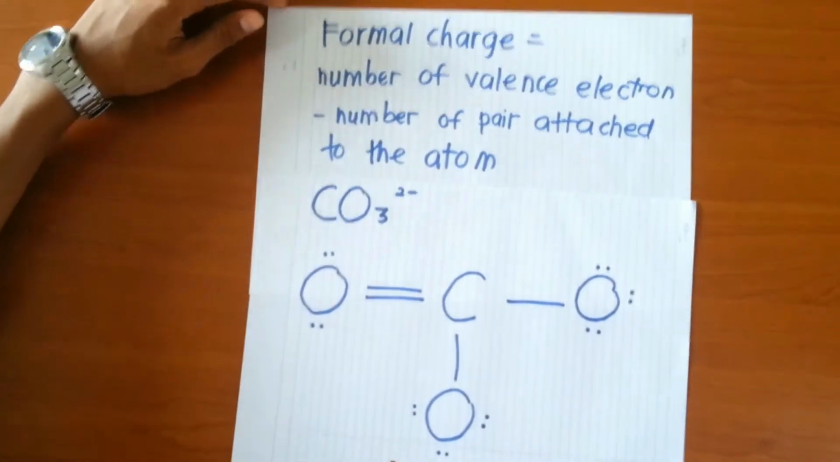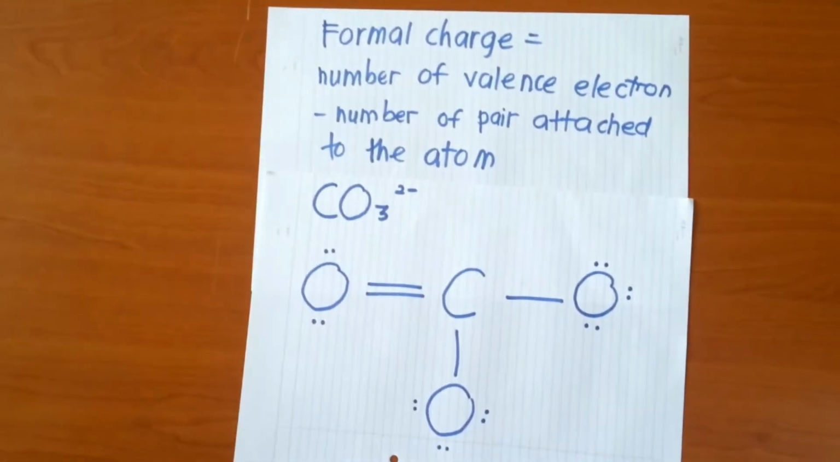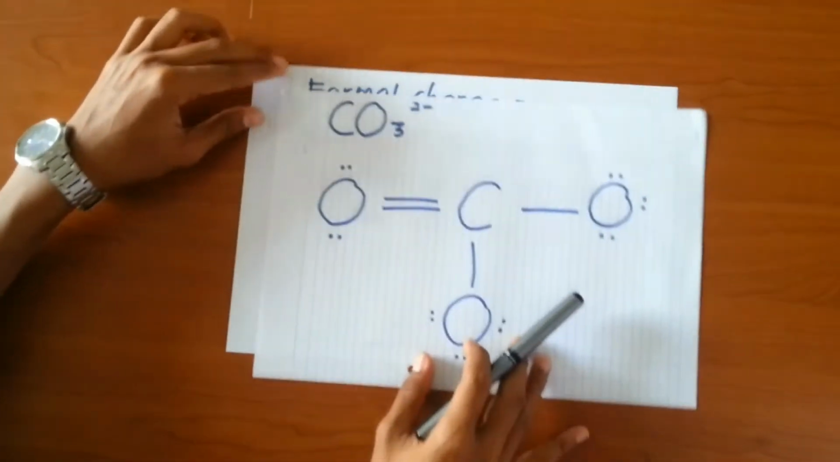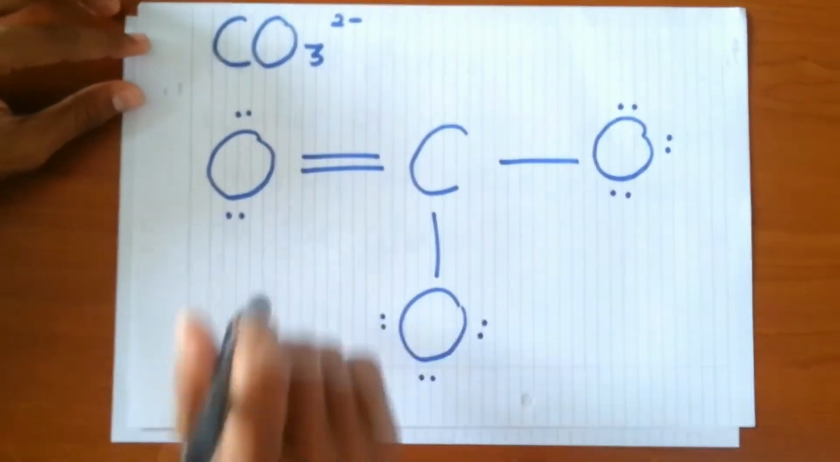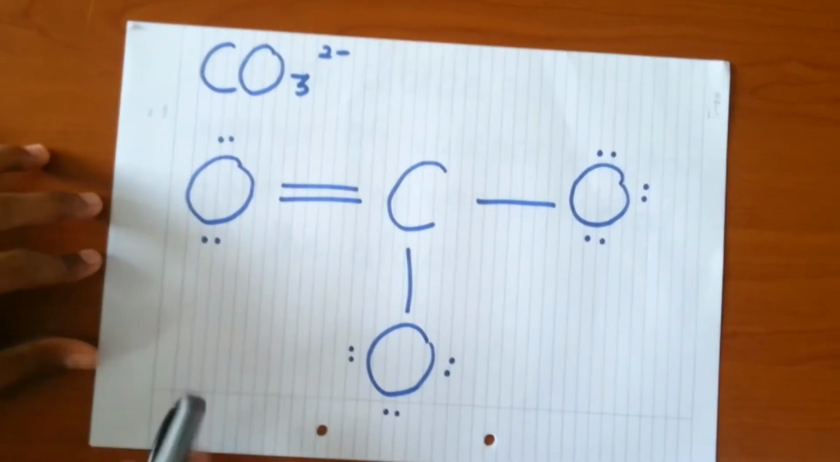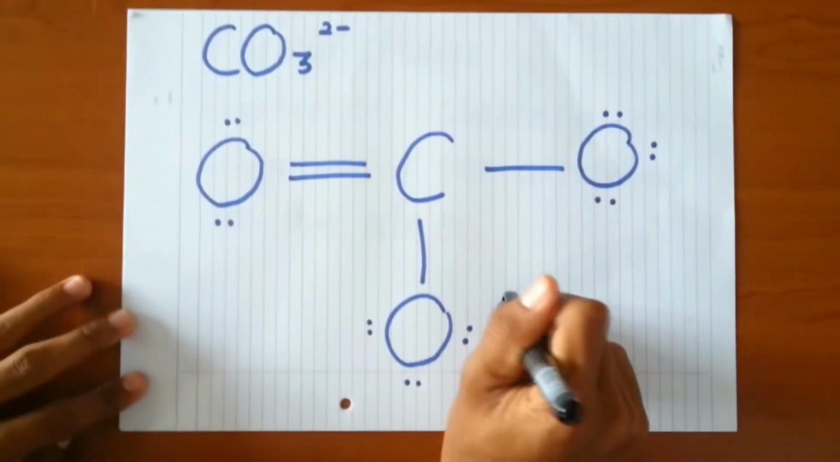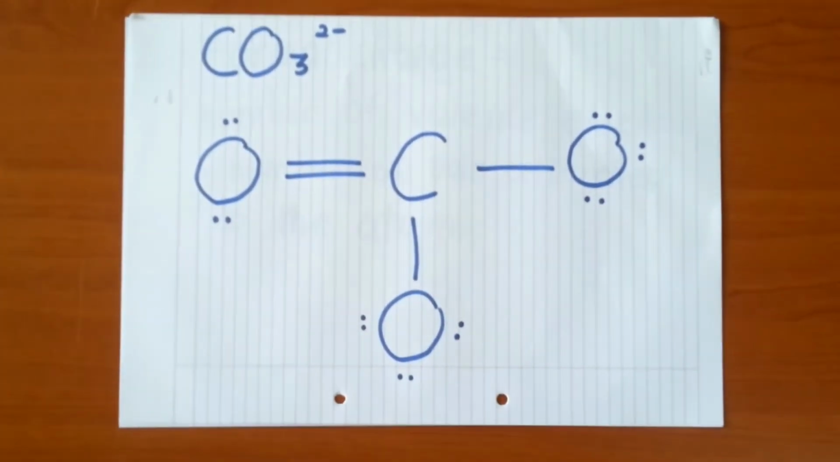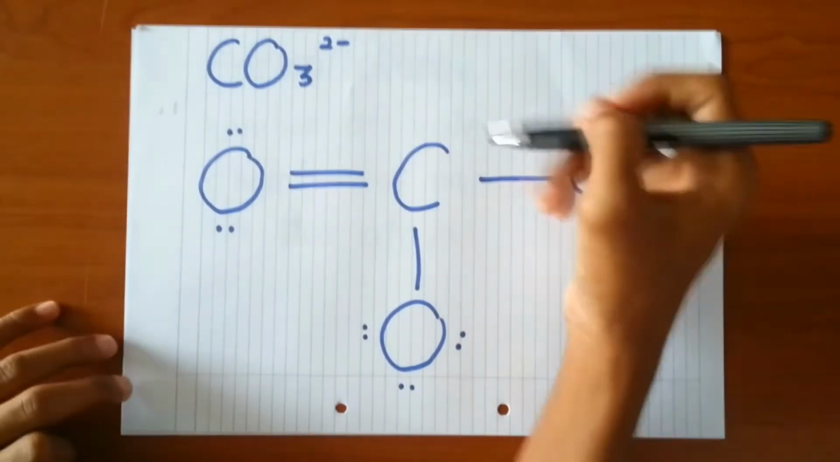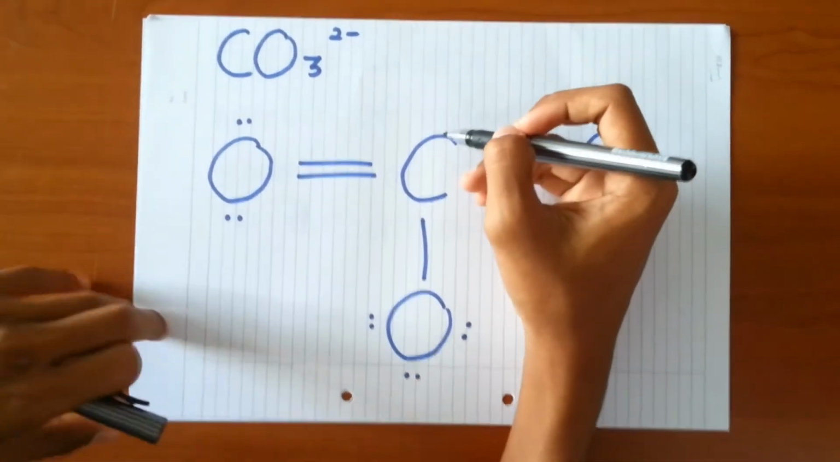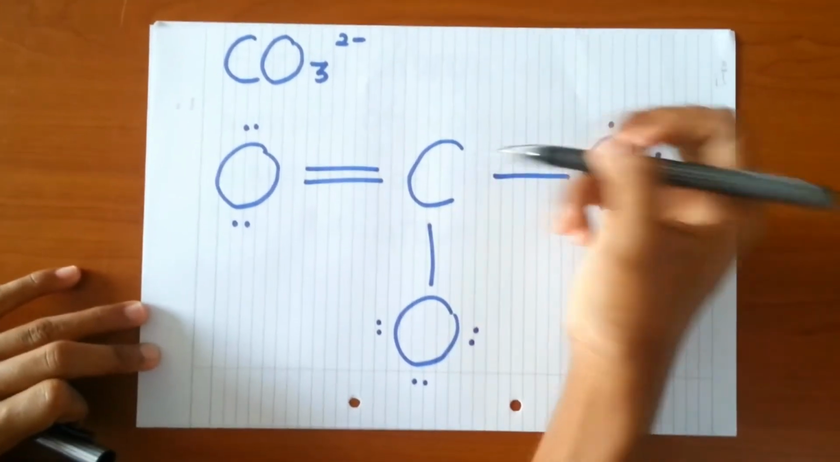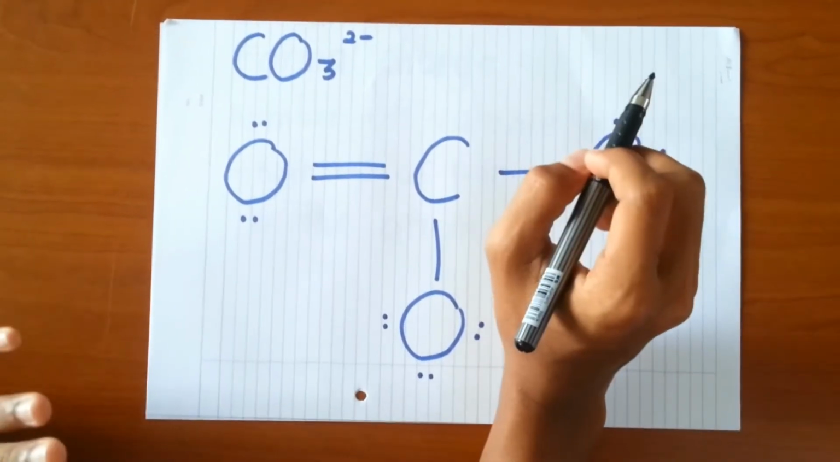Okay, now we are going to see the example. The example is CO3 2-, that is carbonate ion. Here, this is the Lewis structure. Now, let's find the formal charge for carbon atom on the central atom, on the central Lewis structure.